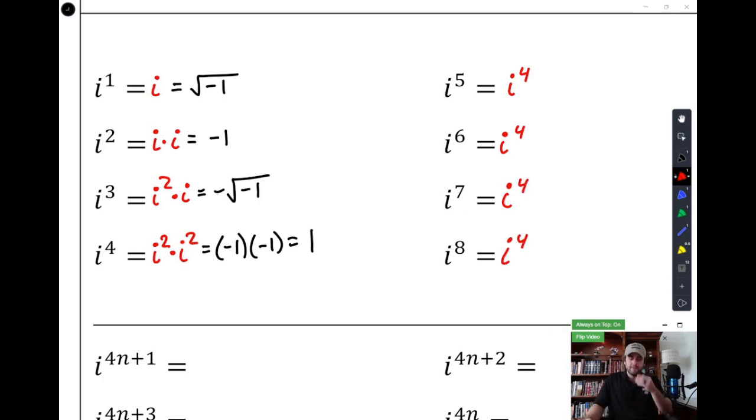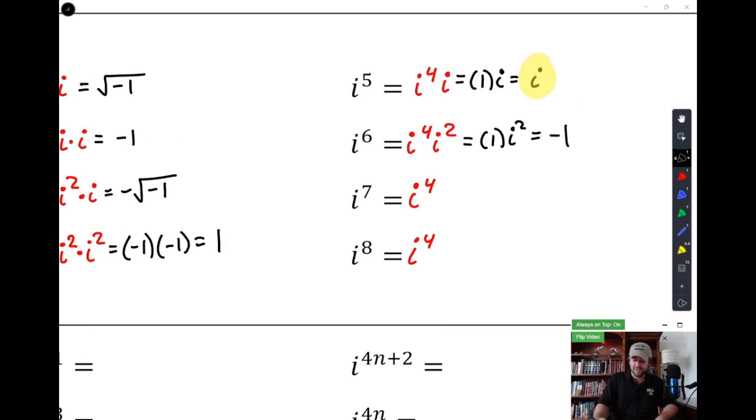And so i to the fifth is just i to the fourth times i, which would just be 1 times i, which just gives us i as a final answer. So i to the fifth power is exactly the same as i, and that's why we call it cyclical or cyclic, because it's going to repeat every 4 terms. It repeats the pattern. i to the sixth is i to the fourth times i squared, which would be 1 times i squared, which is -1, and it repeats again.